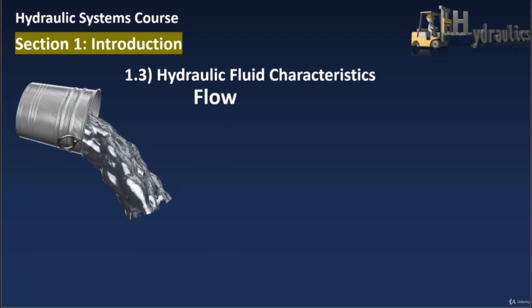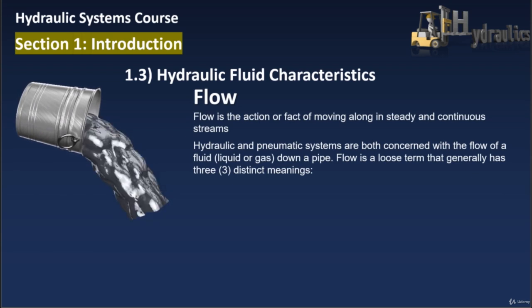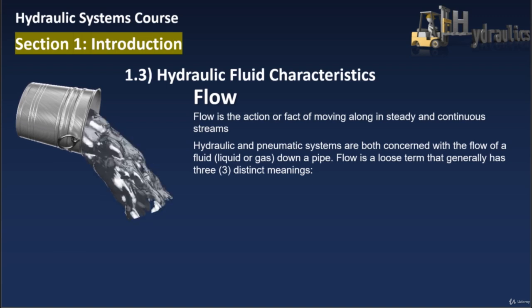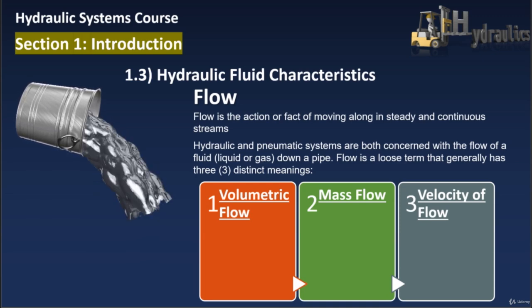So, flow can be defined as the action or fact of moving along in a steady and continuous stream. Both hydraulic and pneumatic systems are concerned with the flow of the fluid, whether it is liquid or gas. In simple terms, flow is a loose term which can generally be described in three meanings: volumetric flow, mass flow, and velocity of flow. Volumetric flow is used to measure the volume of fluid passing a point per unit of time, and it is dependent on pressure and temperature.